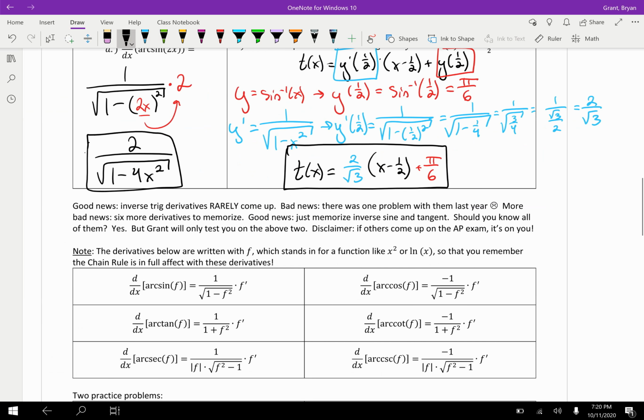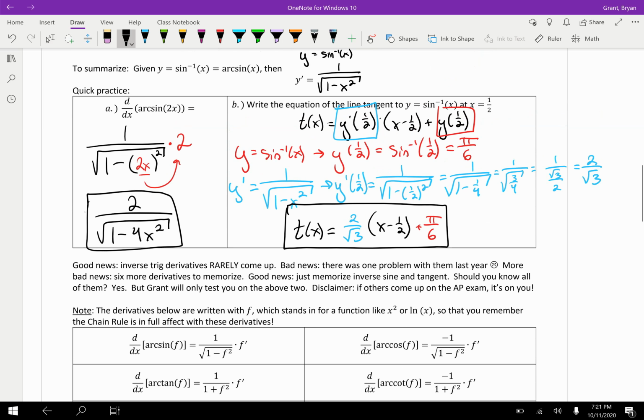Now, before you start freaking out, like, wow, that is a lot of work. And before I freak you out even more, when we remind you that there are 6 inverse functions, we get some good news. Inverse trig derivatives rarely come up. However, there is usually one problem on them each year. Sometimes it's from the first semester and they ask you to take the derivative. More commonly, it's been from the second semester where you have to go backwards, and that's pretty tricky, right?